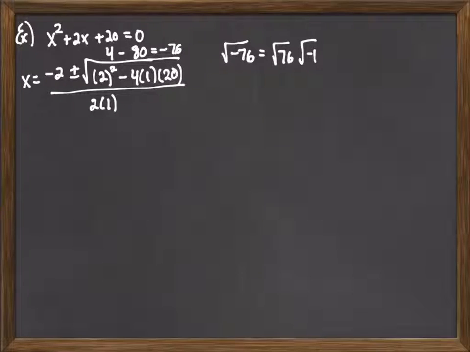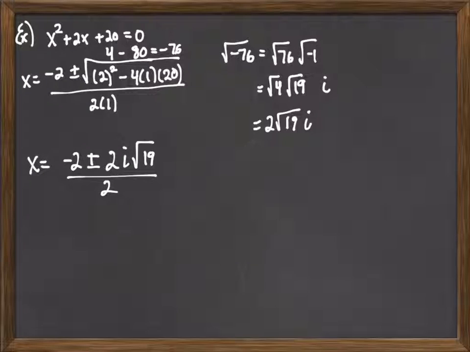76 is 4 times 19. So we can write that as the square root of 4 times the square root of 19, and then the square root of negative 1, remember that is i. The square root of 4 we can simplify, it's 2, and then the square root of 19, and then the i. Putting it all together, we have negative 2 plus or minus 2i square root of 19. Typically when you have an i with the square root, we put the i in front. It's okay if you don't, but that's the traditional way of doing it.